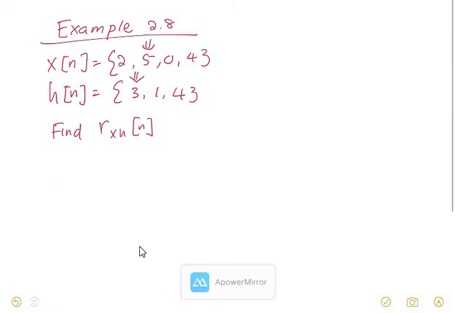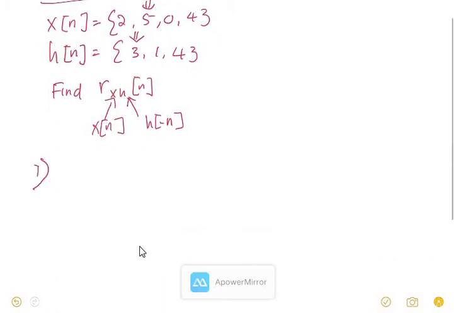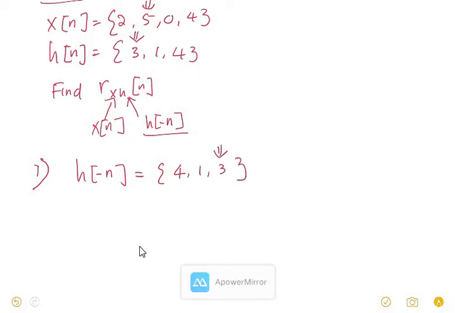So bear in mind that this is x[n], and this one refers to h[minus n]. Do you still remember? Cross correlation can be solved using the method of convolution. So how to solve it? First of all, you need to flip the second signal, h[minus n]. So you flip h[n], and you get 4, 1, 3. The location of the origin does not change.